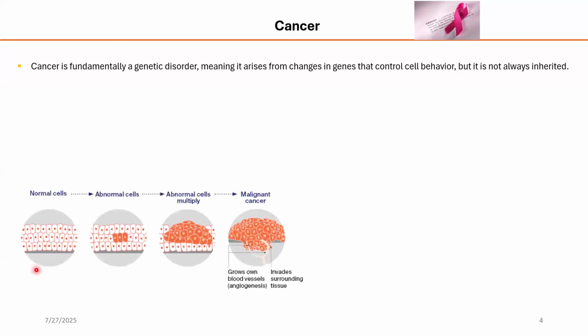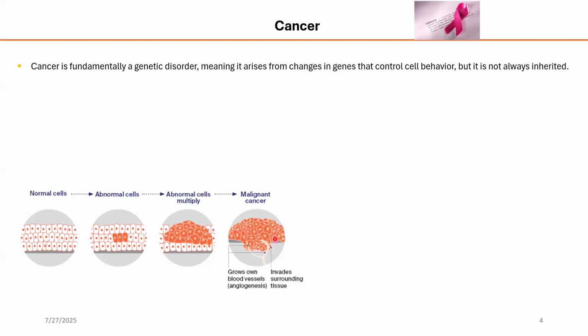So here you can see the picture where there are normal cells, which means they are normally arranged in a uniform manner. They undergo controlled proliferation and apoptosis. But when there is a genetic mutation, abnormal cells arise, which leads to multiplication and proliferation into abnormal cells, which leads to tumor formation. A mass of these abnormal cells is called a tumor.